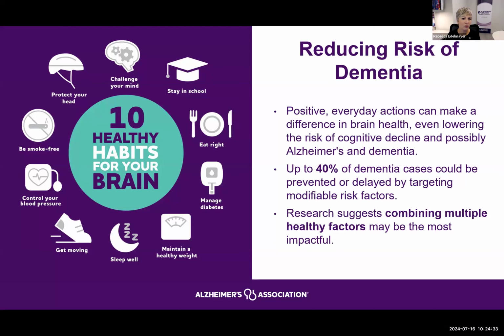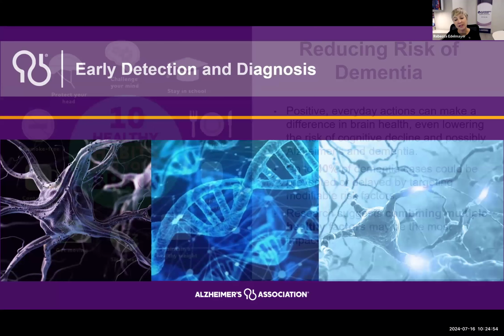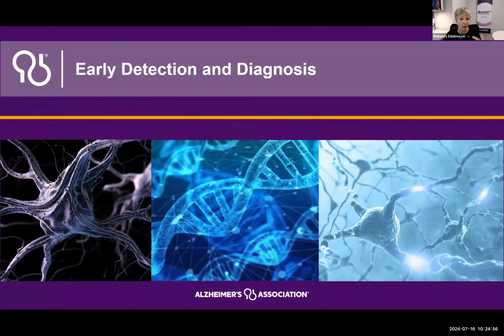We don't have the perfect recipe for risk reduction today, but you'll hear more and more at AAIC some of those different types of research studies that are actually testing many of these different interventions, and many times combining multiple healthy factors together as part of a risk reduction intervention to see what's going to be the most impactful for our brains.